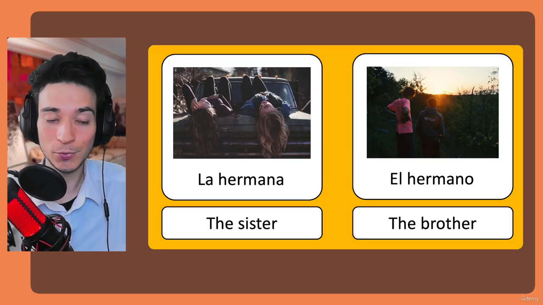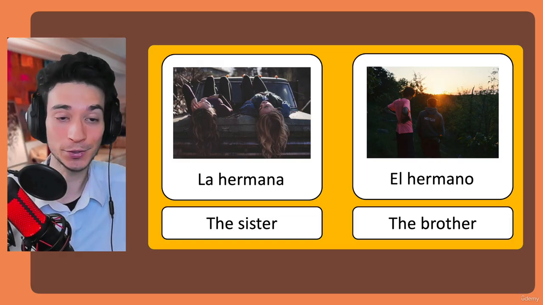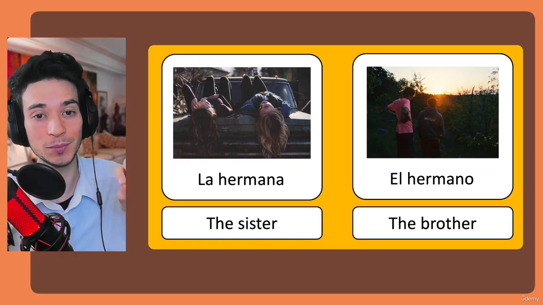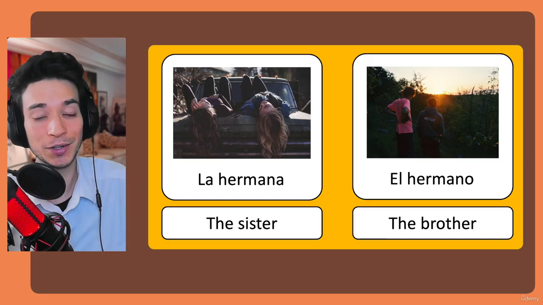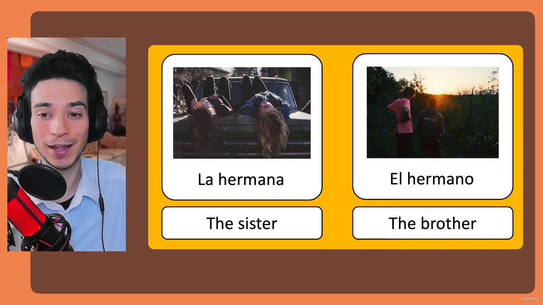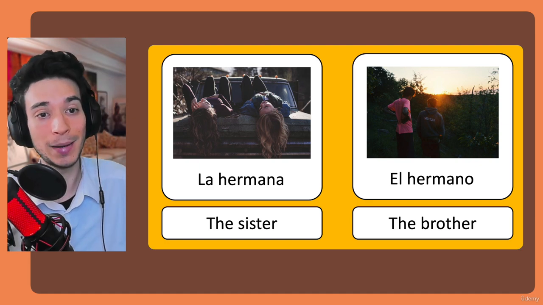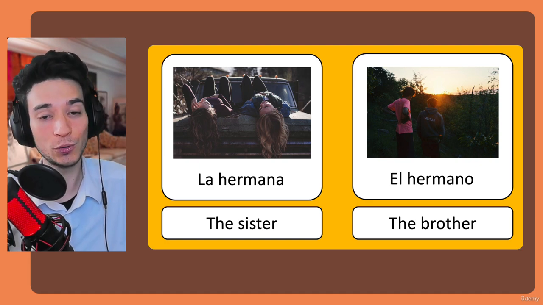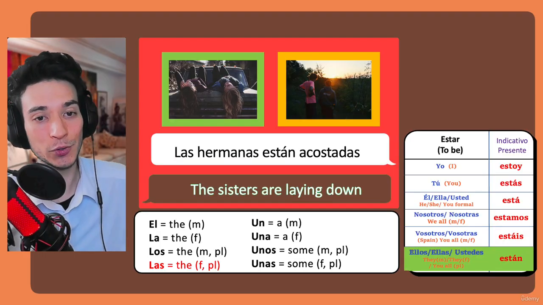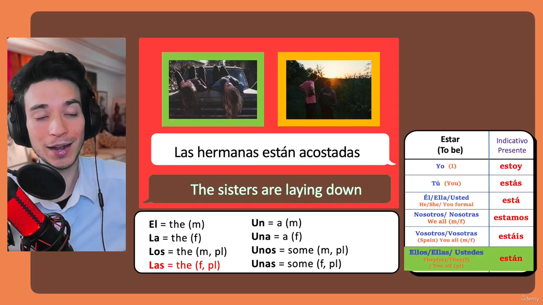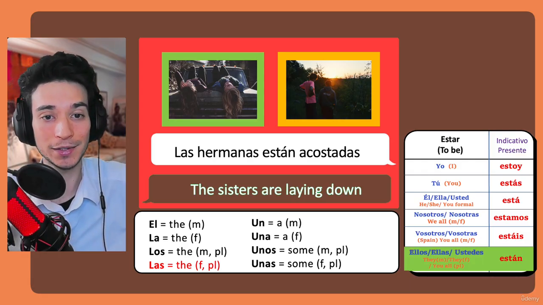And the next one is la hermana, which means the sister. And we have the same concept. If you change the letter A for O, we get el hermano, the brother. So hermana with letter A, sister. Hermano with letter O, brother. So that's quite simple. And the examples we have are las hermanas están acostadas.